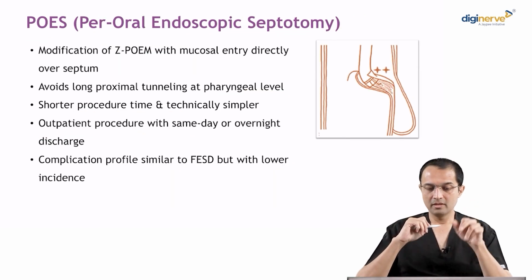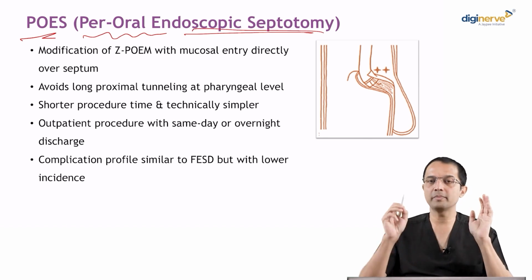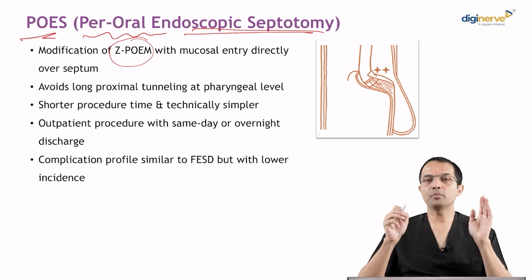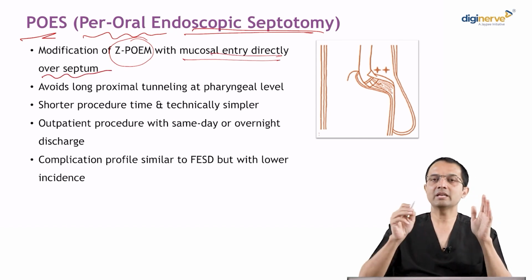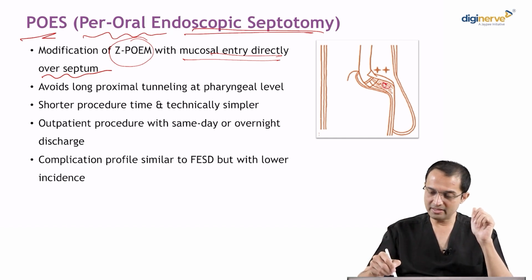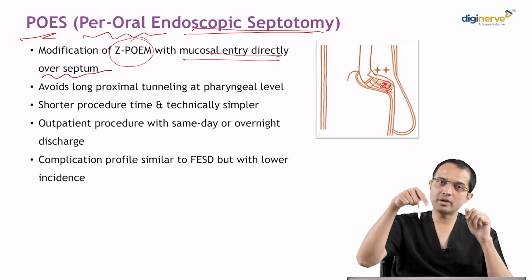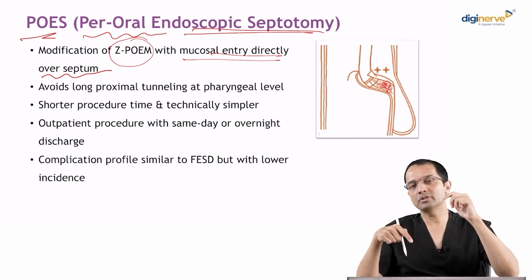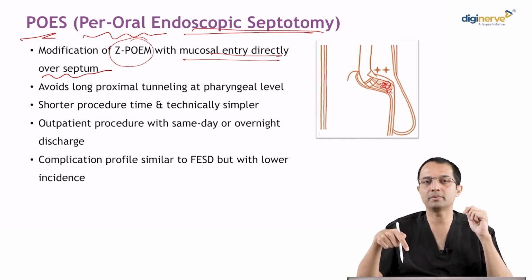Okay. What is POES? Peroral endoscopic septotomy. Okay. It is a modification of Z-POEM where the mucosal entry is directly over the septum. So, okay, if there is a septum here, you are entering the mucosa directly over the septum. Okay. In Z-POEM, you are entering the mucosa away from the septum. Here you are directly entering the mucosa above the septum.